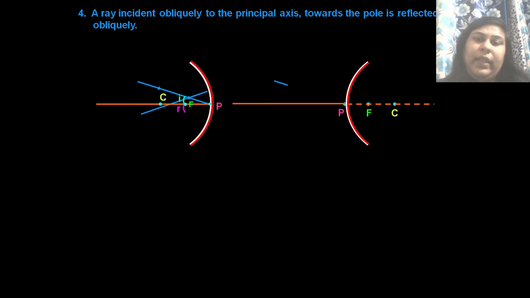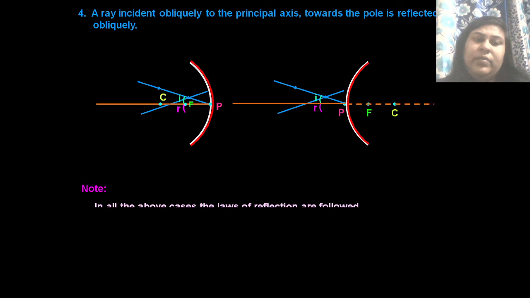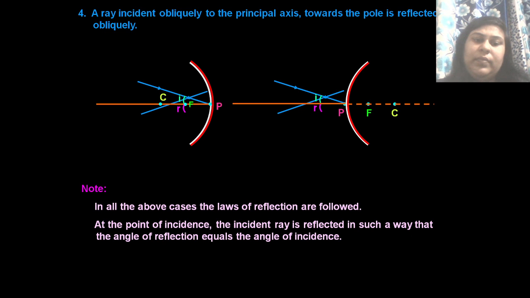Fourth, if any ray is incident obliquely to the principal axis towards the pole, it is reflected obliquely. So this is the first part. In the next video, I'm going to explain the image formation by concave and convex mirrors.